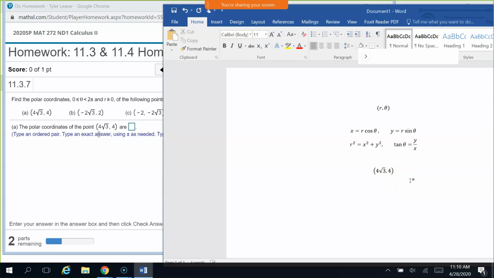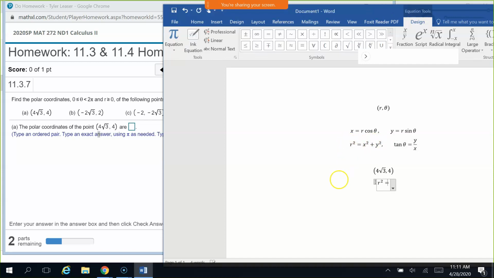And then y is going to be the 4. We need to find the r and the theta for this. So the r comes really easy just from this equation. R squared is going to be the x component, 4 square root 3 squared, plus the y component, 4 squared.